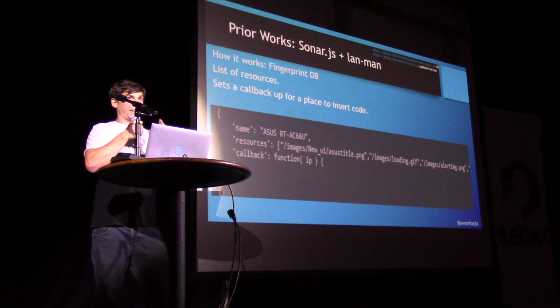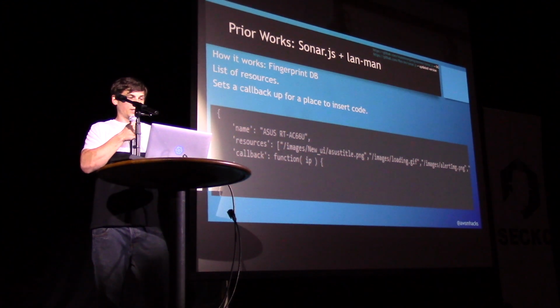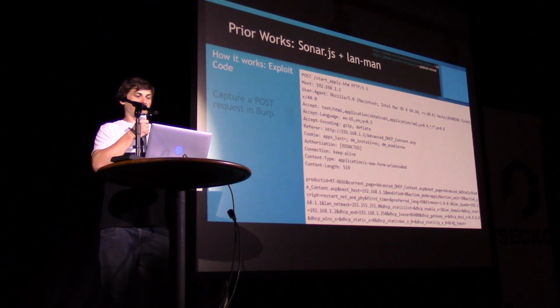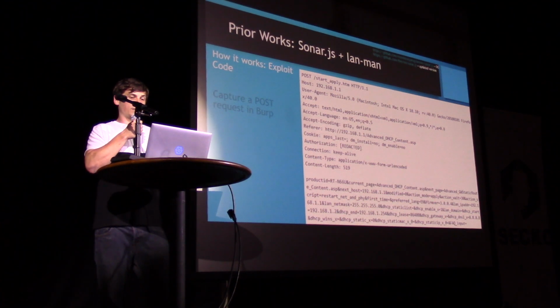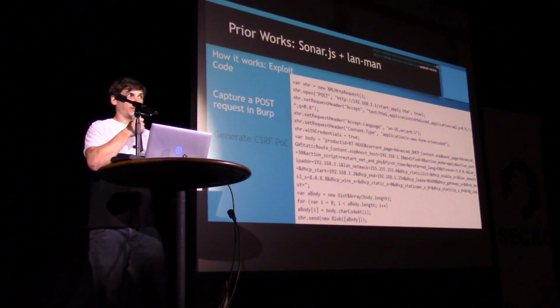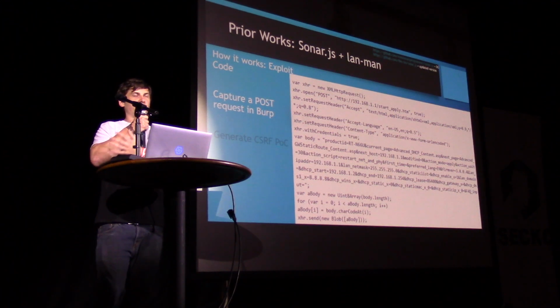Now, to generate that exploit code is actually pretty easy thanks to Burp Suite. This is a POST request captured in Burp Suite that is actually making a DNS change. If you capture that in the proxy, there's a function called generate CSRF POC, you maybe have seen if you've used it at all. That will basically generate JavaScript for a page that it wants you to run on your own that will demonstrate the CSRF attack.